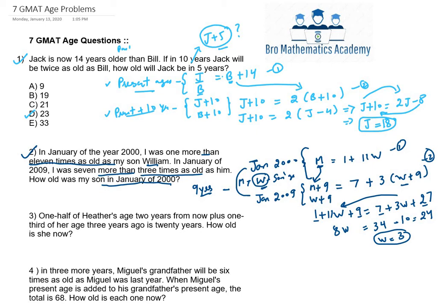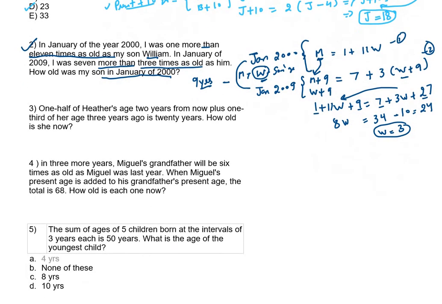So moving on to the next problem here. So we are given that 1/2 of Heather's age 2 years from now plus 1/3 of her age 3 years ago is 20 years. So don't get bothered by the long statements. Let's just break them one by one. 1/2 of Heather's age. Let's say Heather's current age is h. So what will be 1/2? Half of h.